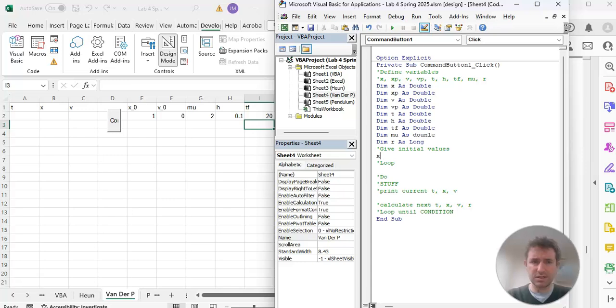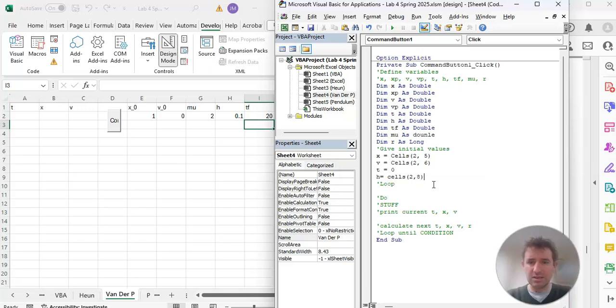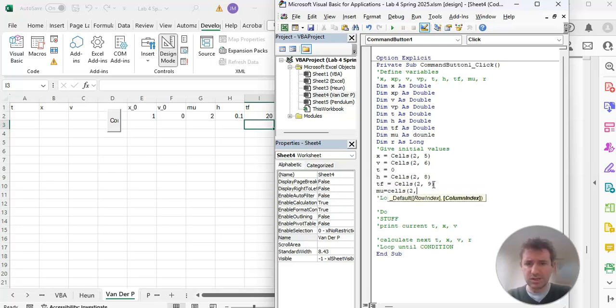X equal to Cells E, E is the 5th letter of the alphabet. X predictor does not need an initial value. Dim v, no, dim v. I'm tired. Cells to 6. VP doesn't need it. T equal to 0. Dim h: Cells to 8. TF equals Cells to 9. Mu equals Cells to 7.